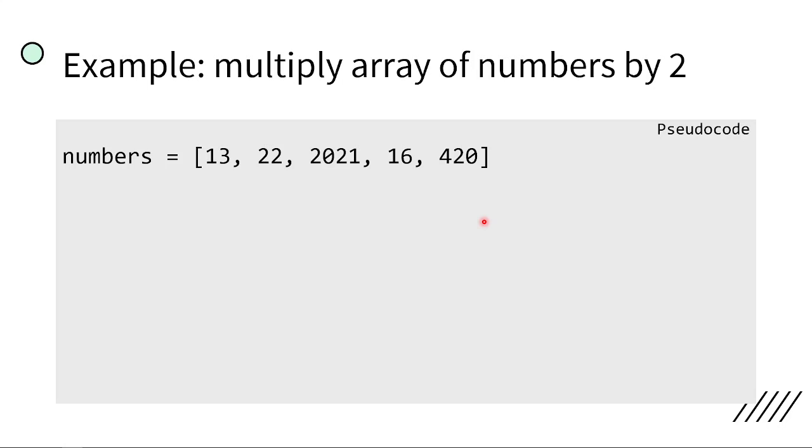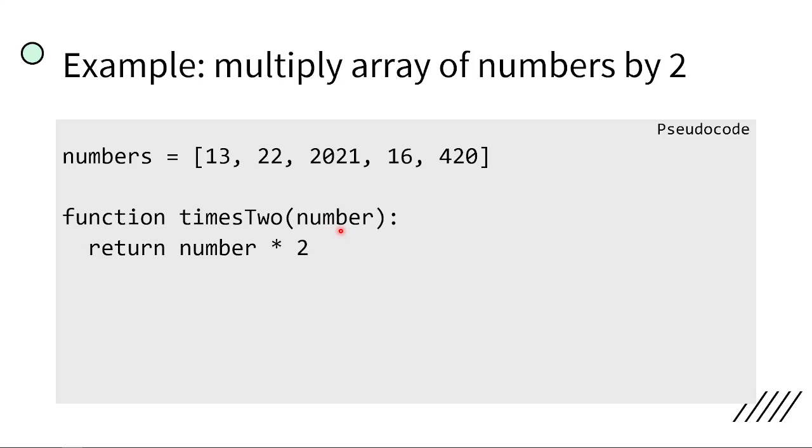So we can start by creating a function which takes a single number as an argument and multiplies that number by 2. So here I'm defining a function times 2, which has one argument, which is just a number, okay? Just a single number, not an array. And then next, we multiply that number by 2 and we return it.